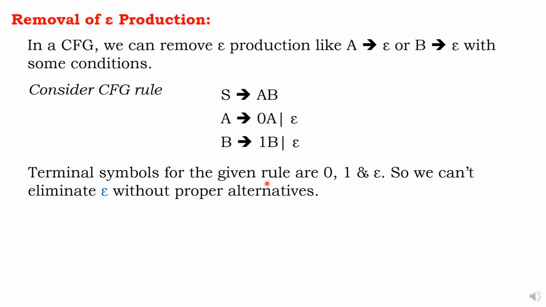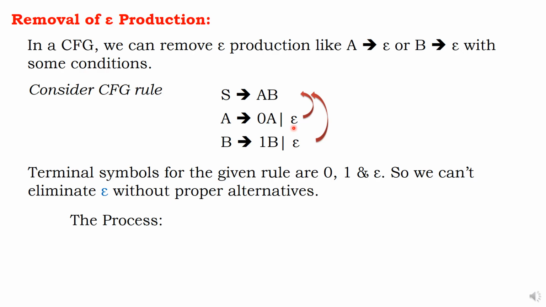Terminal symbols for the given rules are 0, 1, and epsilon. So, if you just remove epsilon, this A won't get terminated. If you remove this epsilon, B won't get terminated. So, we should find a proper alternative procedure for removing this particular epsilon. That is, whatever the work done by epsilon, I am going to do with some alternatives. What is that alternative? Let me show the process.